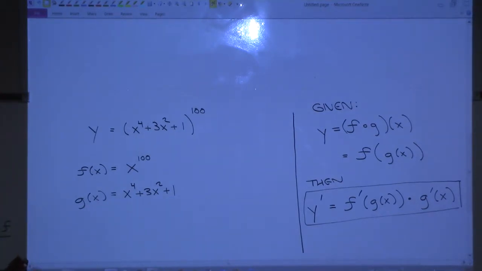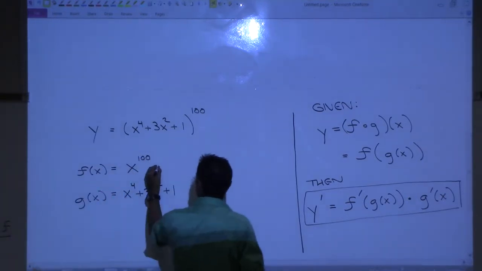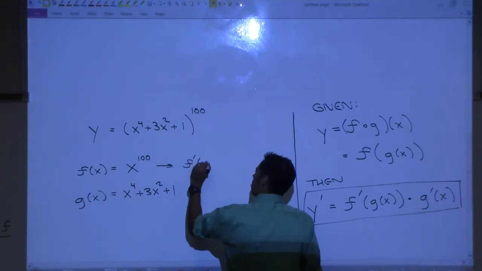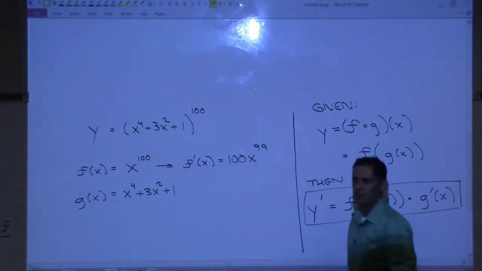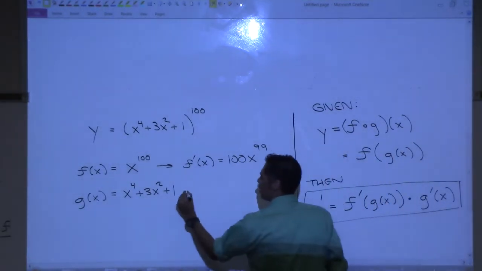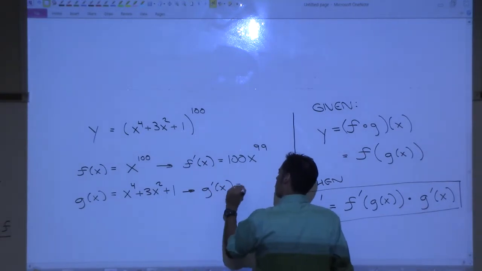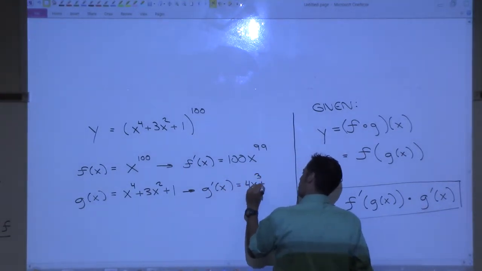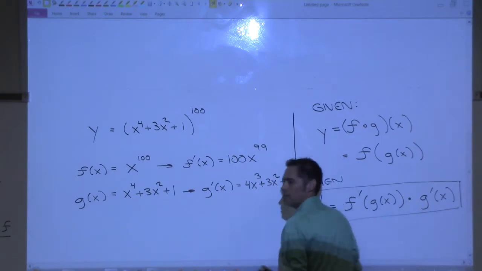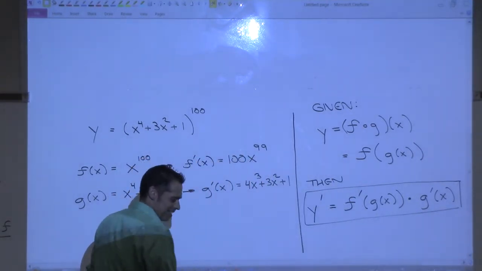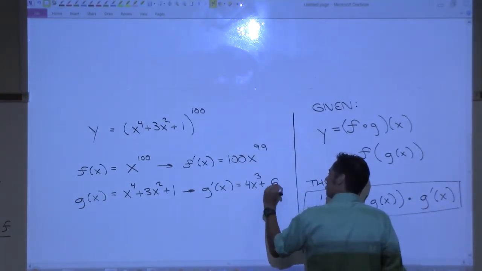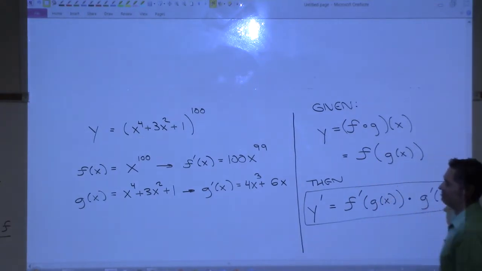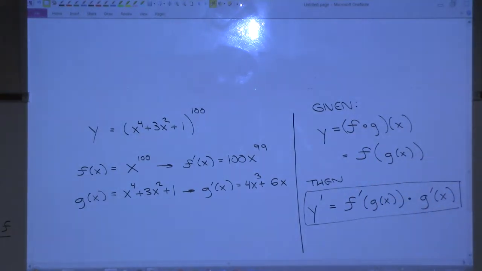So now what? What should I do? Just take derivatives of each of those. Okay, so let's take derivative. Derivative of this is 100 x to the 99. Okay. And then the derivative of this one is 4x cubed plus 3x squared plus 1, right? No, not plus what? What am I doing? That was like a total meltdown or something there. Okay.